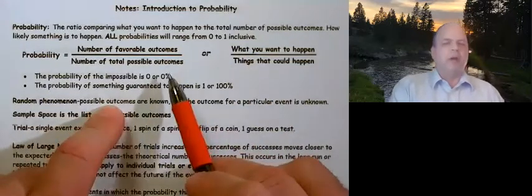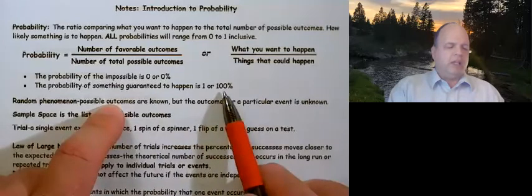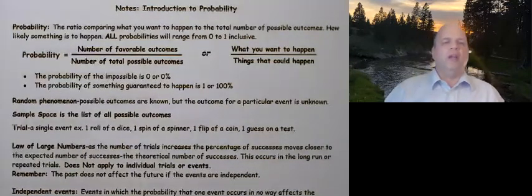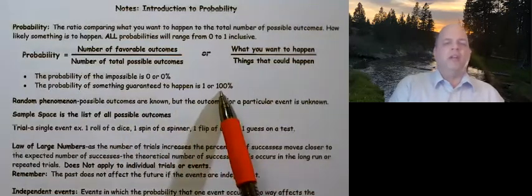As we've stated before in previous videos, the probability of the impossible is 0 or 0%. The probability that it's guaranteed is 1 or 100%. There's no such thing as a negative probability, and there's no such thing as a probability greater than 1. So they all range between 0 and 100% inclusive.